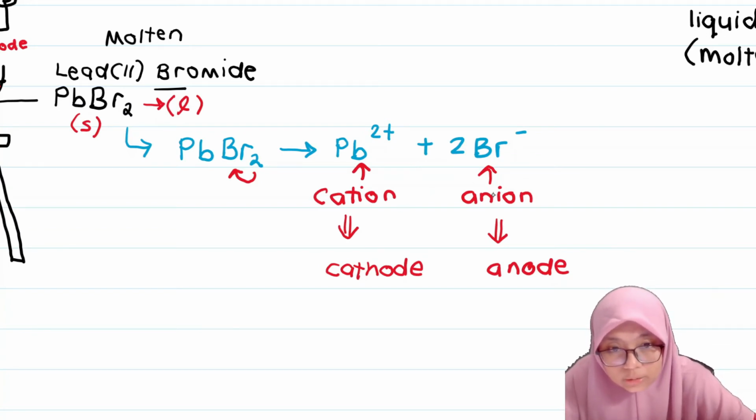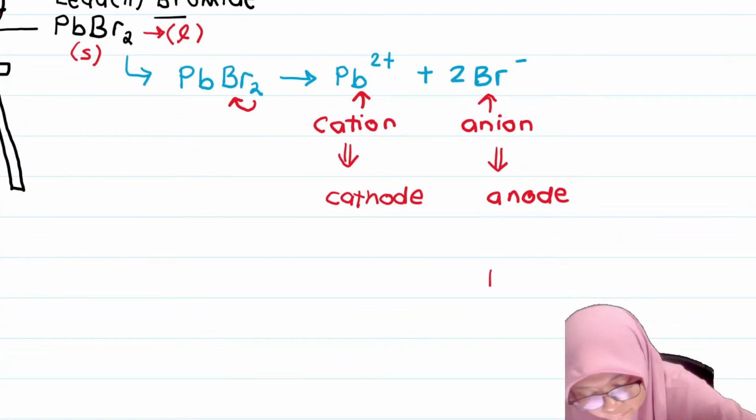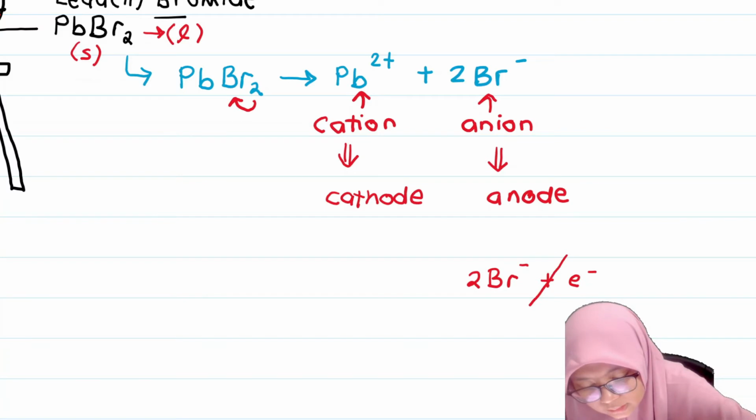The only ion that can release electron in this cell is the bromide ion, because the bromide ion already has a negative charge. It cannot accept more electrons. The bromide ion can only release electron. It cannot accept any electron because the ion has already achieved the stable octet electron arrangement. So if you look at the bromide ion here, Br-, this ion cannot accept electron.